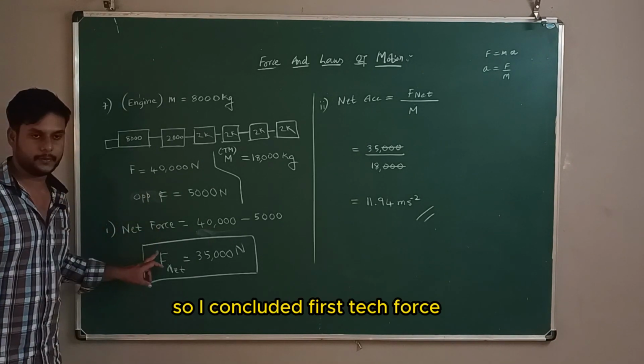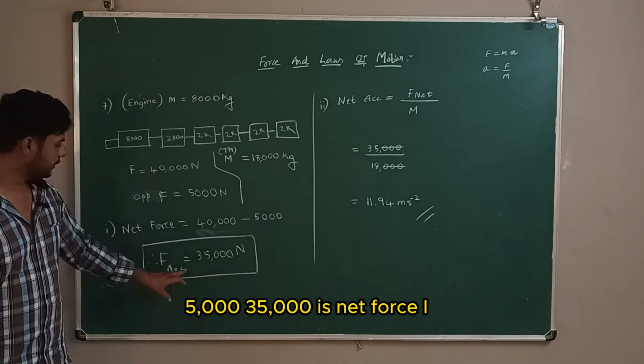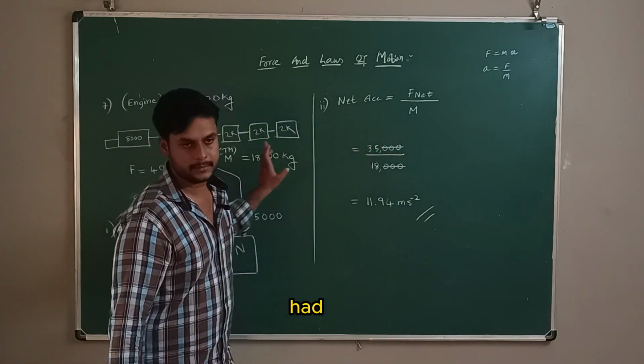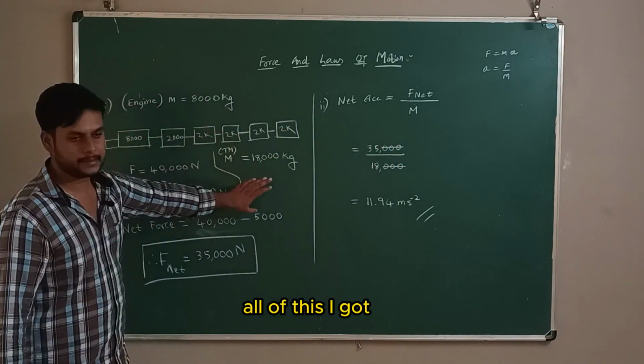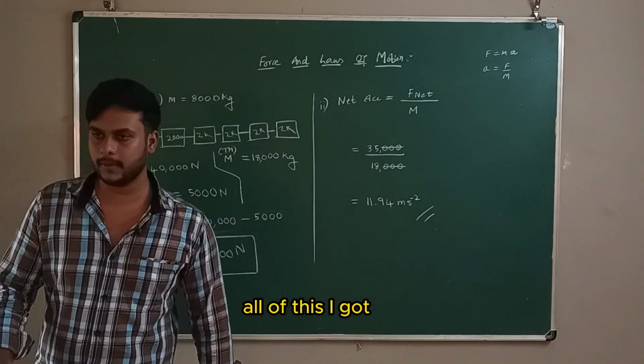So I first calculated the net force. Net force is equal to 40,000 minus 5,000, so 35,000 is the net force. Afterwards I added all the masses and got 18,000. So net force by mass gives the answer. Understood what I did?